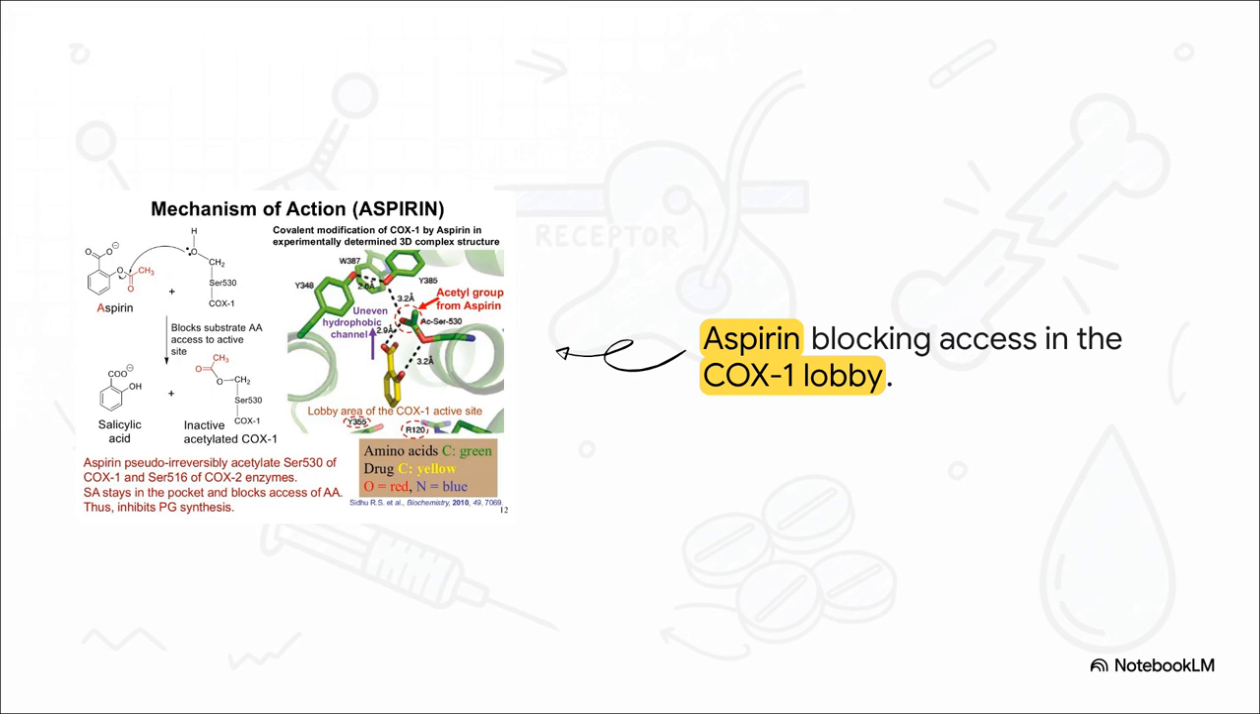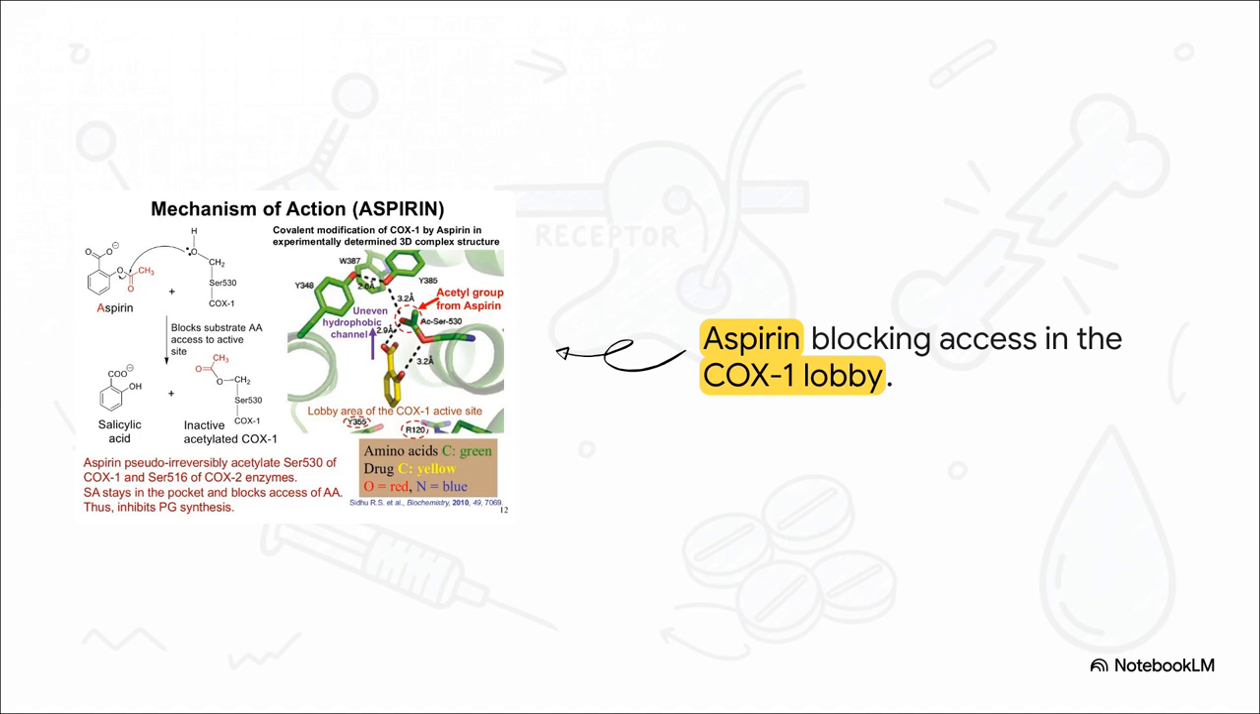If you look closely at this 3D complex, you can see exactly what I mean. When aspirin gets into the lobby area of the COX-1 active site, it doesn't just sit there. It actively donates its own acetyl group, that red structure right there, permanently modifying the serine 530 amino acid. This creates an inactive acetylated COX-1 enzyme. By permanently changing the architecture of the enzyme, aspirin completely and irreversibly blocks the natural substrate from ever getting inside.